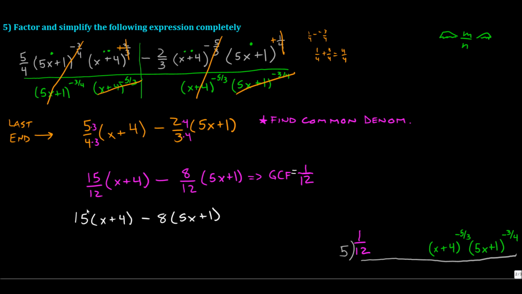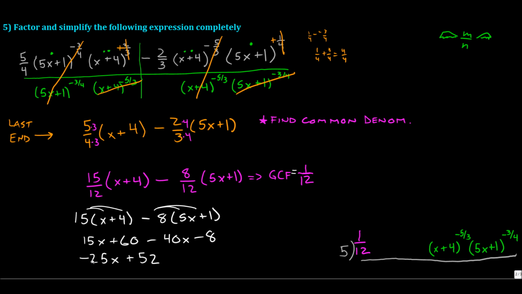So last piece, what do I gotta do? Distribute and combine like terms, and then hope that I didn't screw this up because my calculator's not good at helping me. 15x plus 60 minus 40x minus 8. This is going to give me negative 25x plus, it appears to be 52. So that looks fairly reasonable. I hope.